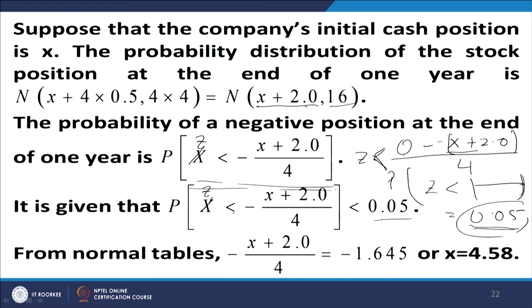In other words, the probability of this expression should be less than 5%. But from the normal distribution tables, we find that if we want the probability to be less than 5%, then the cutoff z value is equal to minus 1.645. In other words, this expression must be equal to minus 1.645, and that is precisely what is done here. So, we end up with x equal to 4.58.